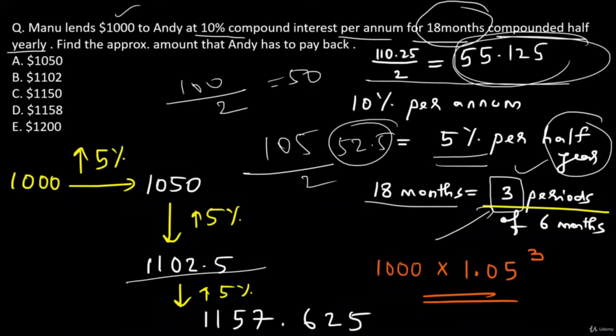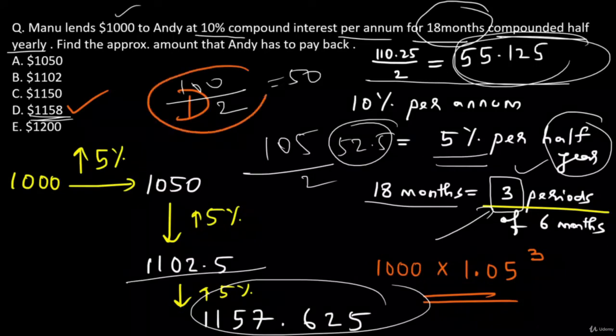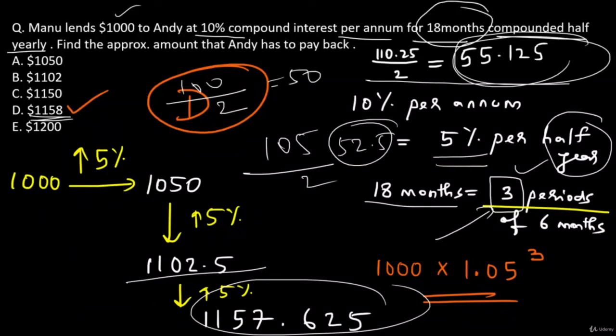All right. So over here, what's the correct answer? The correct answer is 1158, which is 1157.6. Approximately that's equal to 1158, which is option D. So the correct answer to this question is option D.